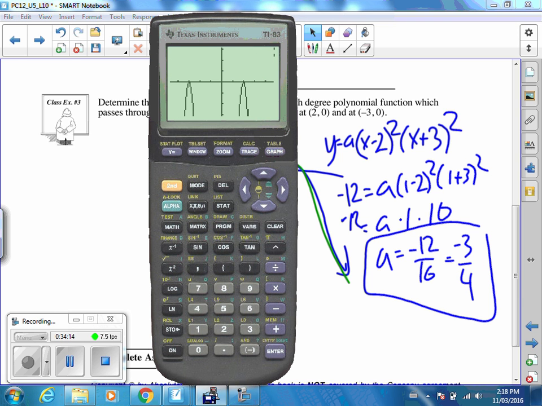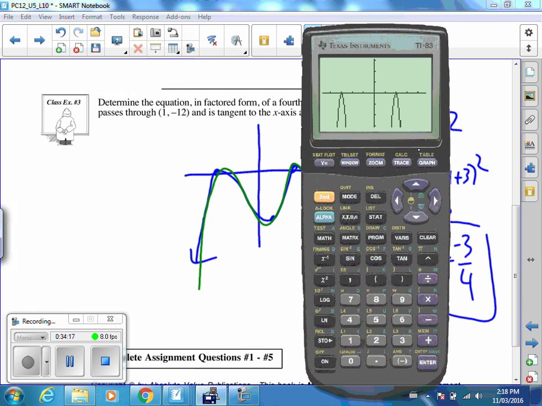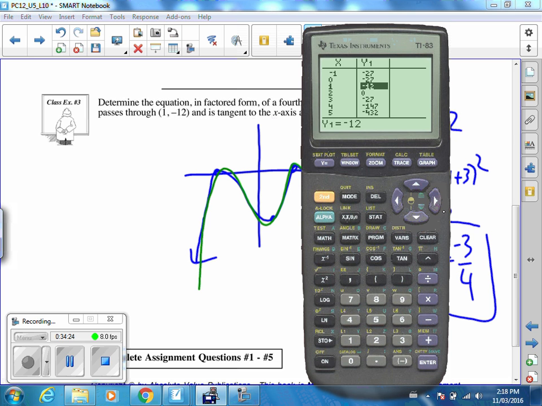And now if I really wanted to, I know it goes to the point (1, negative 12). Let's check the table. (1, negative 12). I did it.